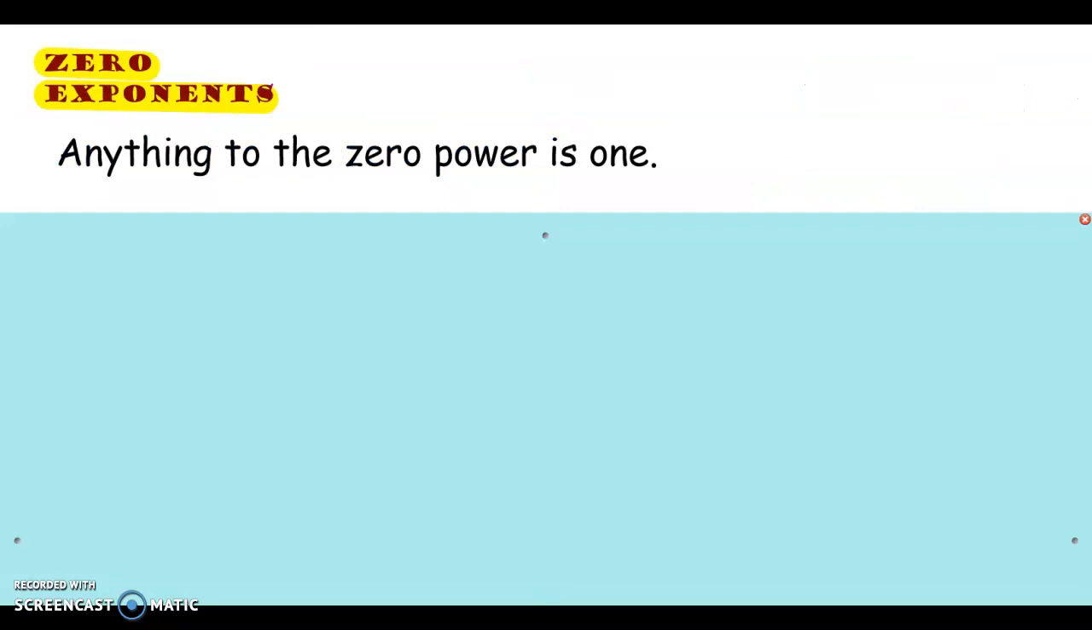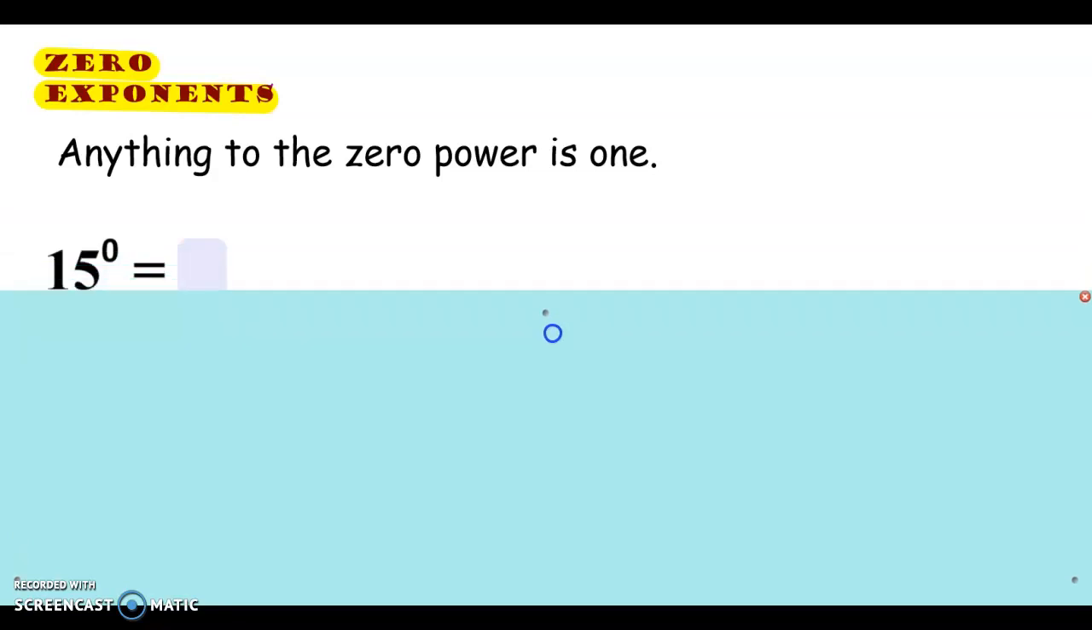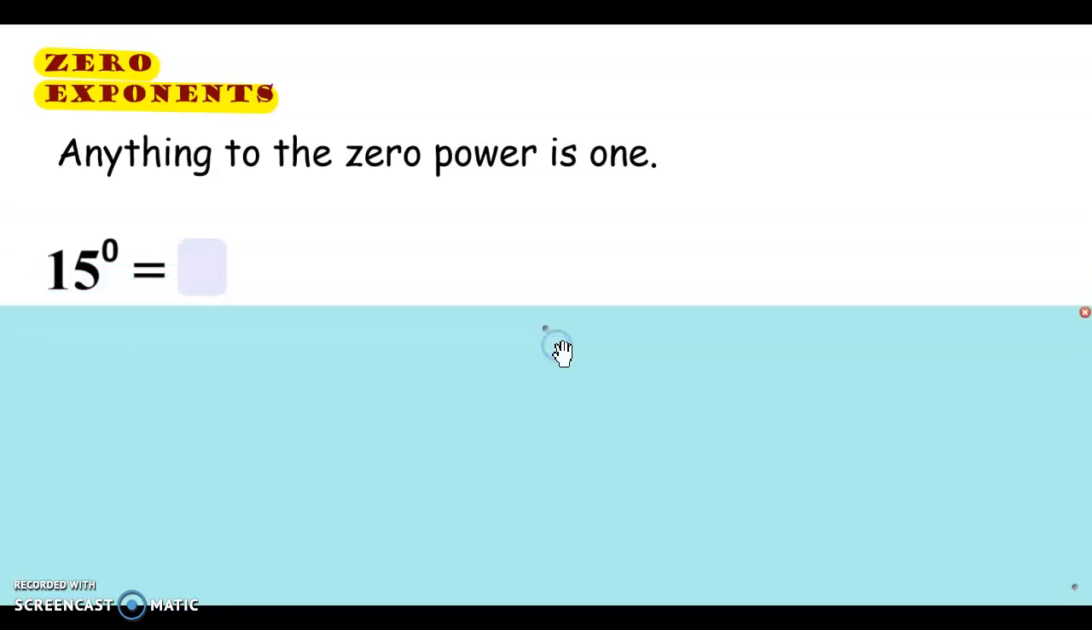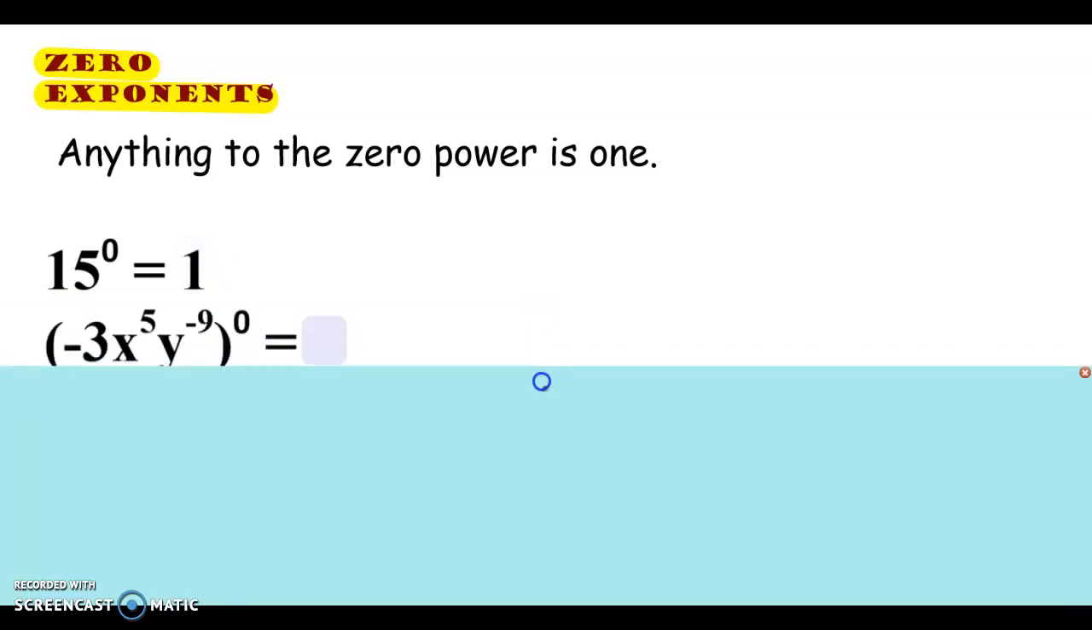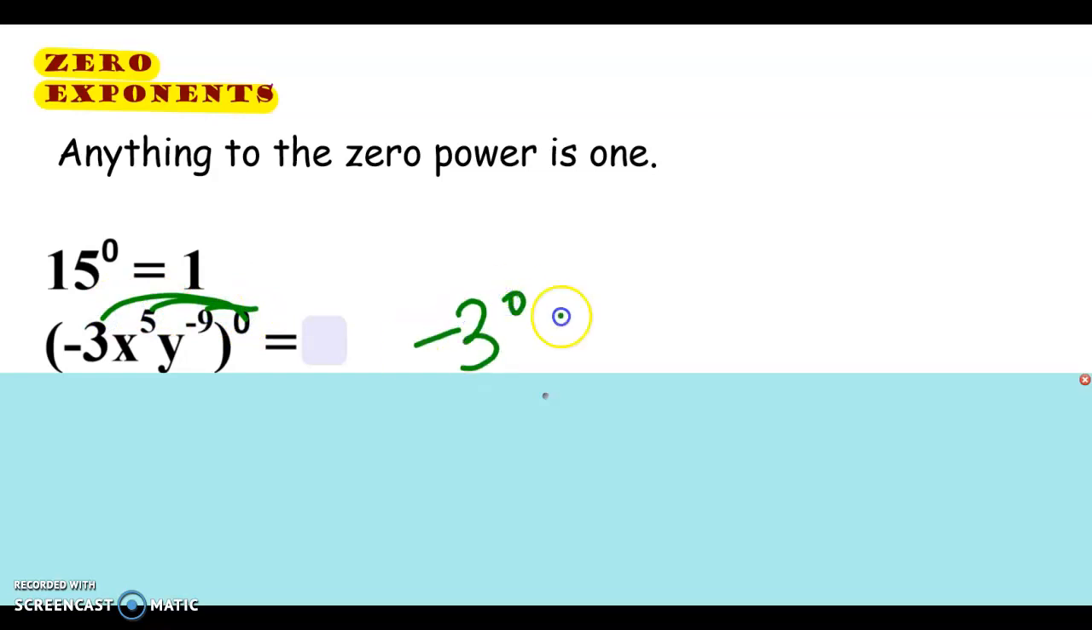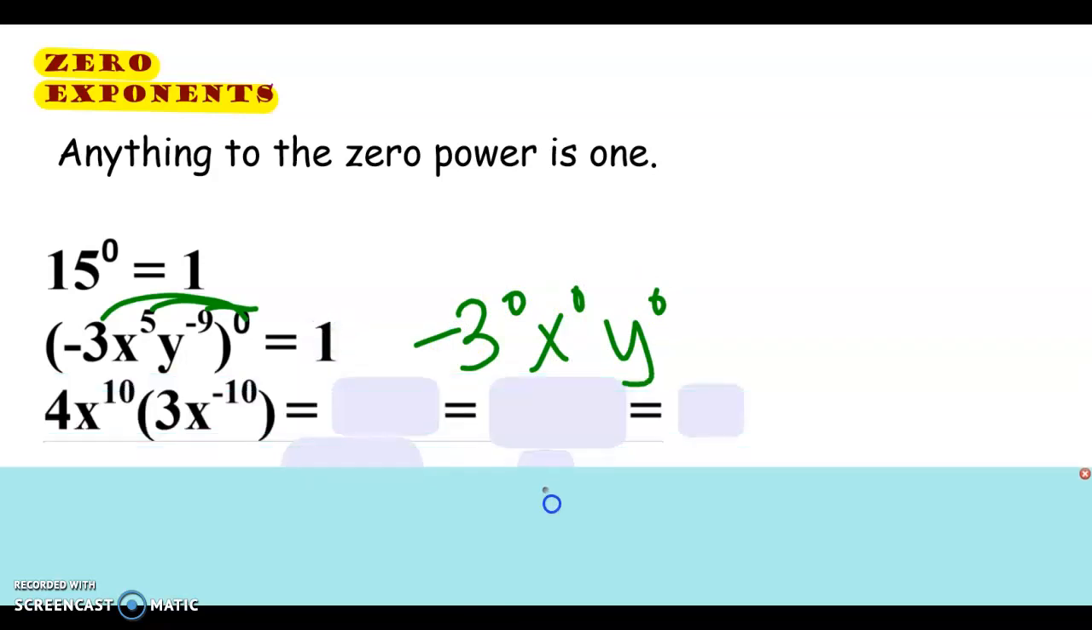All right, so zero exponents, definitions of a zero exponent. Basically, I'm telling you anything to the 0 as a power is 1. So 15 to the 0 power is 1. This whole thing, since I would have to distribute out my 0 here and here and here, that would give me negative 3 to the 0, x to the 0, y to the 0. That would all just be 1.